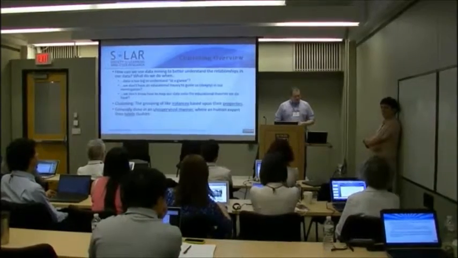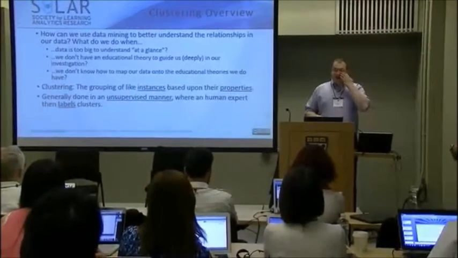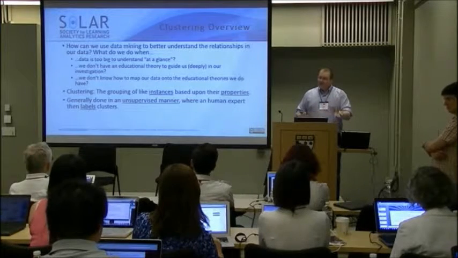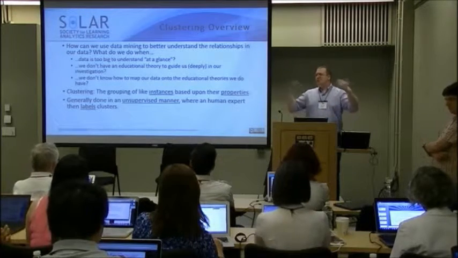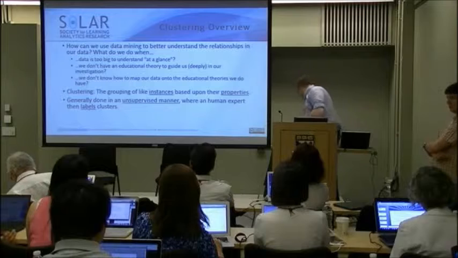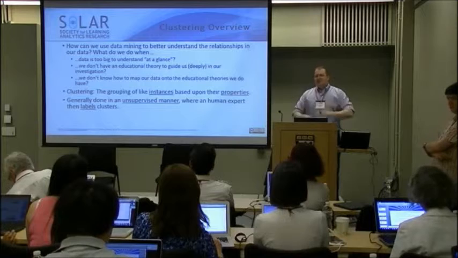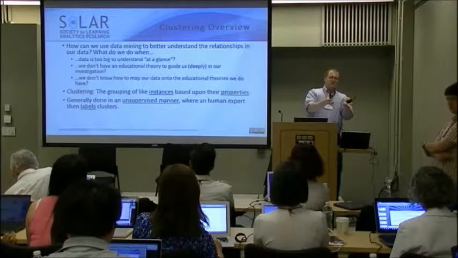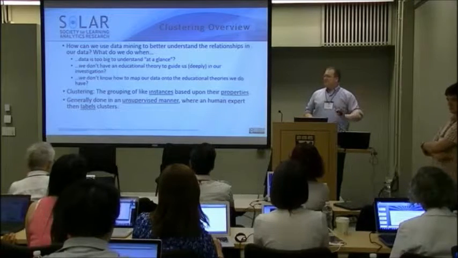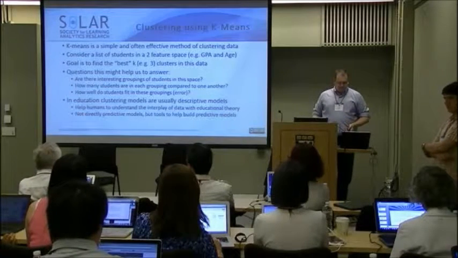So in a nutshell, clustering is the grouping of like instances based on their properties. This is generally done in an unsupervised manner, so it is automatic. A person doesn't have to do much, except you then label and interpret the results of the clustering. It just says, hey, there are these little groups of people that are similar to one another, but it doesn't say these are social constructivists, or these are all men who come from first-generation families. That's something that you, as the educational researcher, need to impart into it.